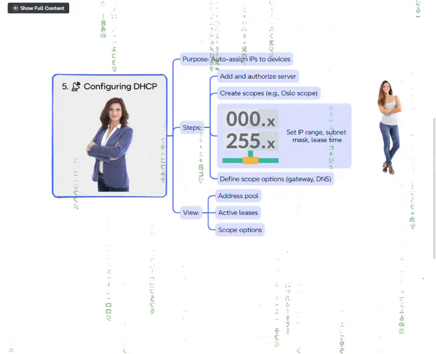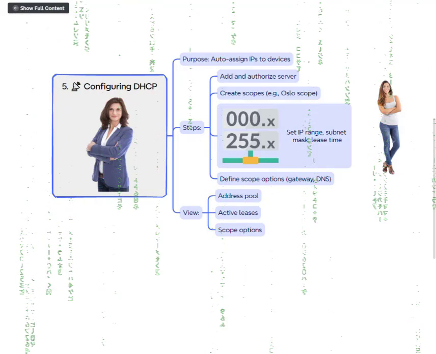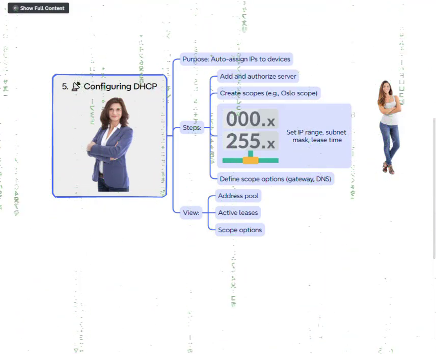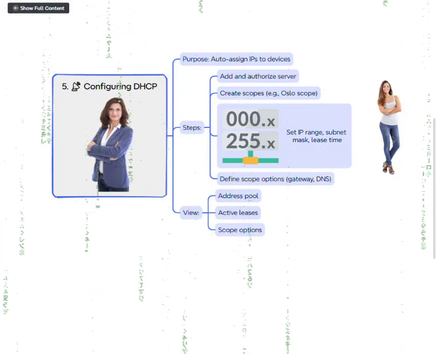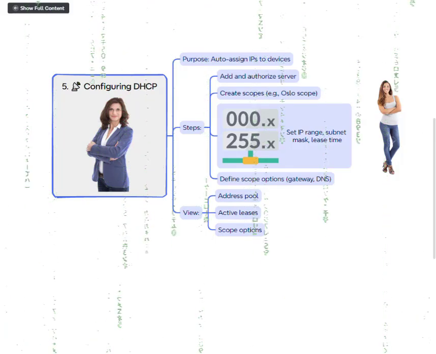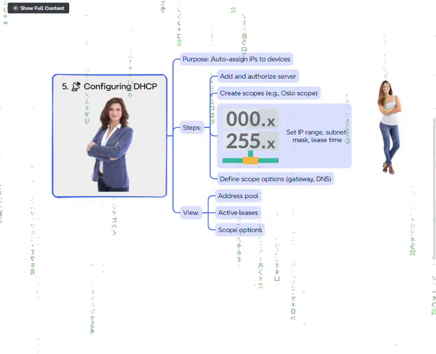Scopes are basically the rules for how DHCP hands out addresses. You can set ranges, exclude certain IPs, and even define lease durations. It's all very similar to how your home Wi-Fi router gives your phone an IP, but on a much bigger and customizable scale. It's efficient and saves tons of admin time.